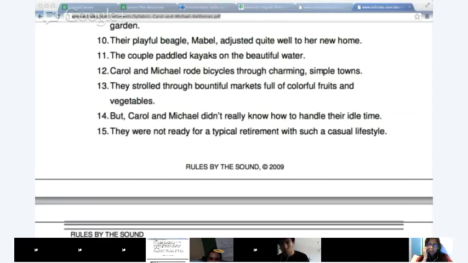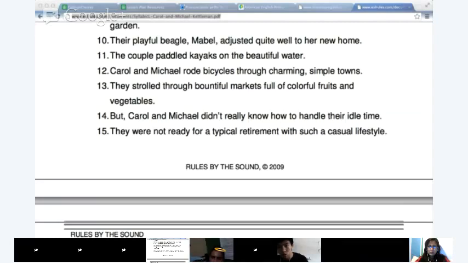Jose, can you read that one? They strolled through bountiful markets full of colorful fruits and vegetables. Okay, good, good, good. But Carol and Michael didn't really know how to handle their idle time. Go ahead, Philip. But Carol and Michael didn't really know how to handle their idle time. It's not ideas. Idle. Idle. Okay, thank you. Yep. You're welcome. Go ahead, Ronald. Okay. But Carol and Michael didn't really know how to handle their idle time.